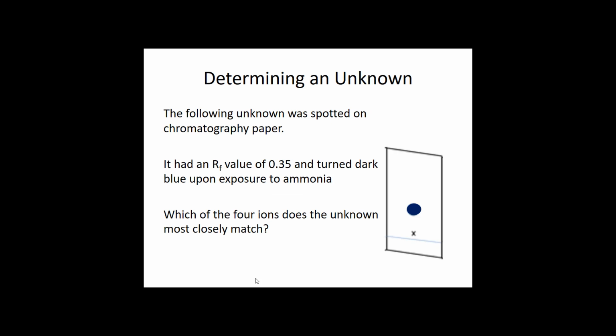It says determine the following unknown. It was spotted on chromatography paper, had an RF value of around 0.35, and it turned dark blue upon exposure to ammonia. Which of the 4 ions does the unknown most closely match? When you go take the quiz, you'll answer this question.